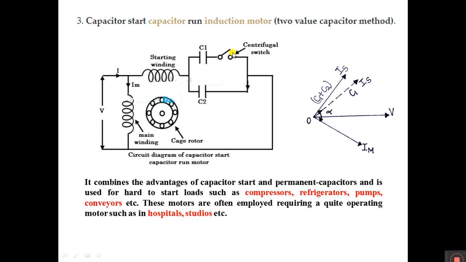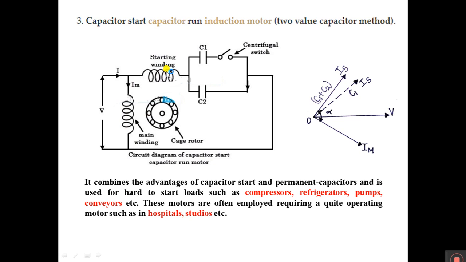Next one, capacitor start, capacitor run induction motor. It contains two capacitors. Similar to the split phase motor, the capacitor start, capacitor run motor has a starting winding and a main winding. The current flowing through the main winding is IM, and the current flowing through the starting winding is I start, otherwise you can take it as IS.